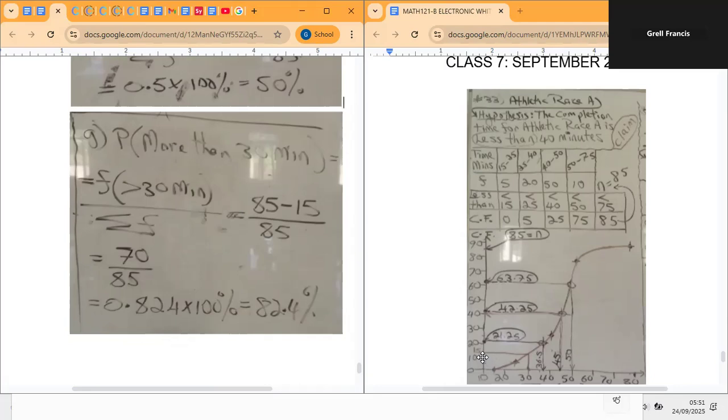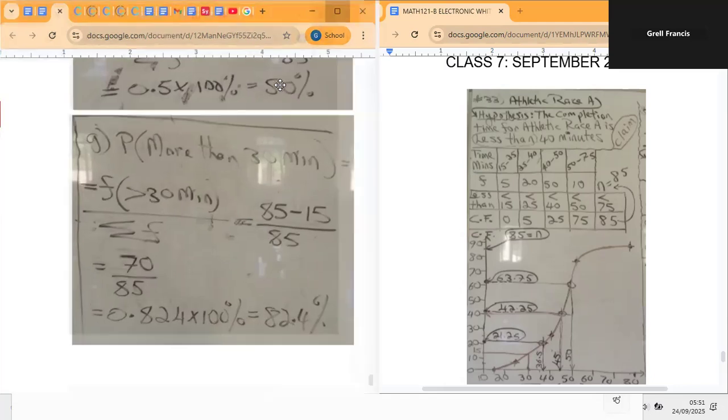So to get the number of athletes who completed in more than 30 minutes, we have to subtract 15 from 85. 85 is the total number of athletes. Okay, and that will give us 70 athletes completed in more than 30 minutes. And we divide this by 85 to give us 0.824. That will be about 82.4% of the athletes completed in more than 30 minutes.